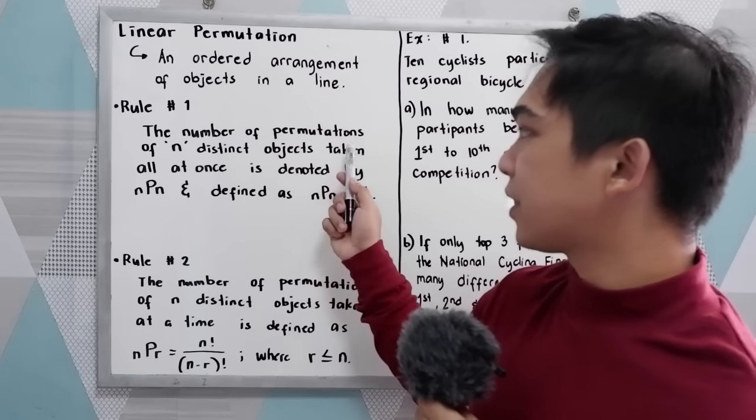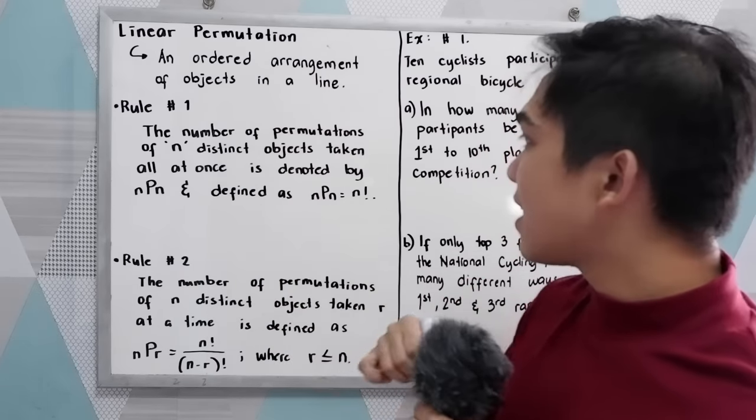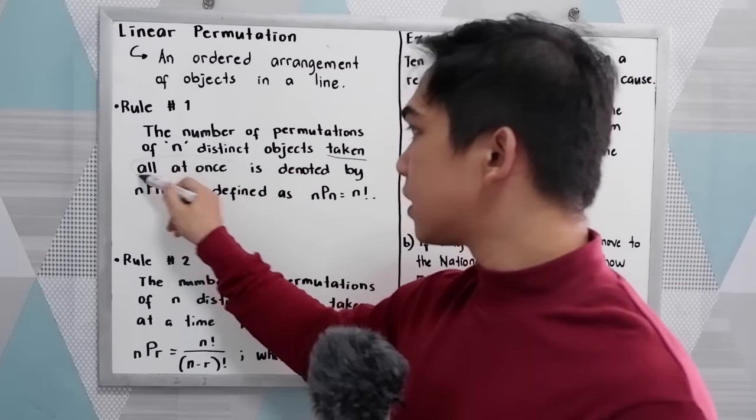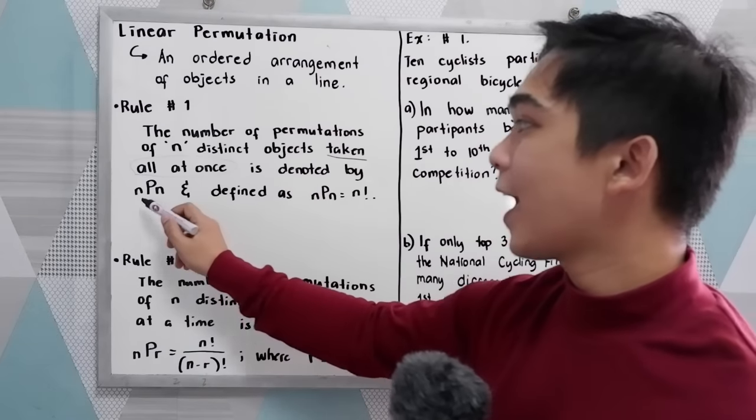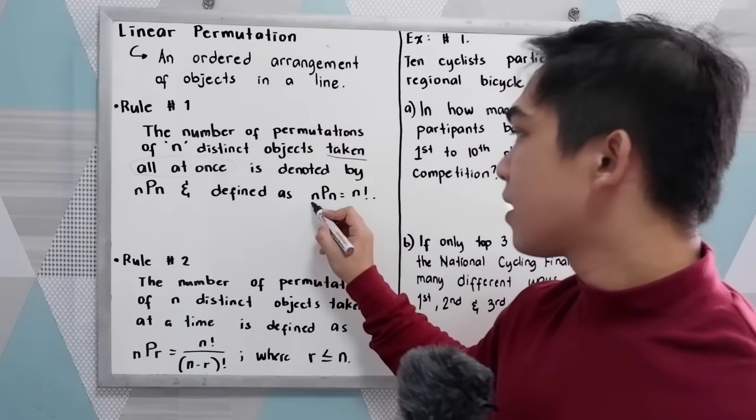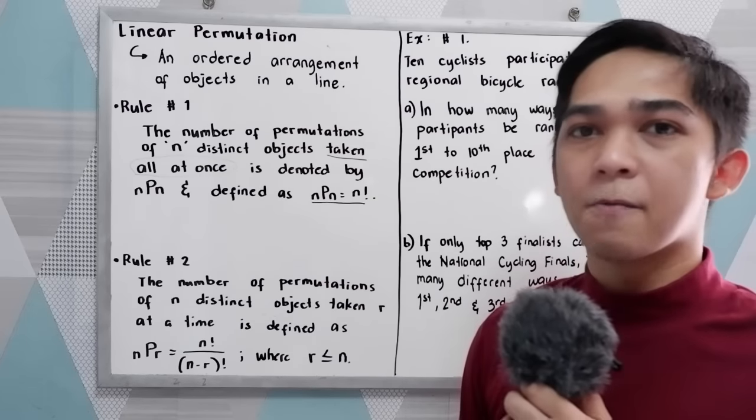The number of permutations of n distinct objects taken all at once is denoted by nPn and defined as nPn is equal to n factorial.